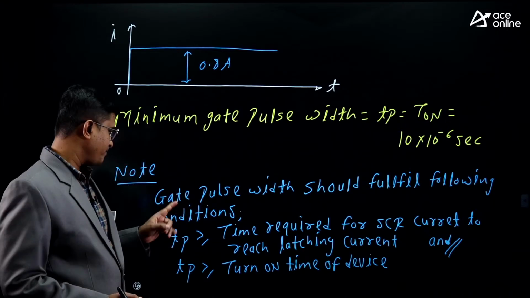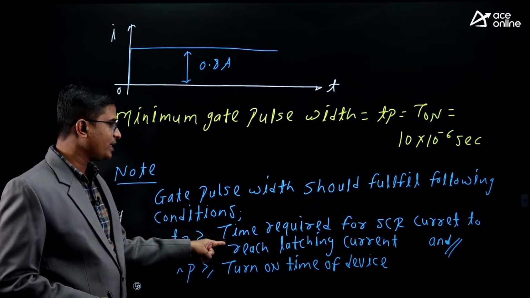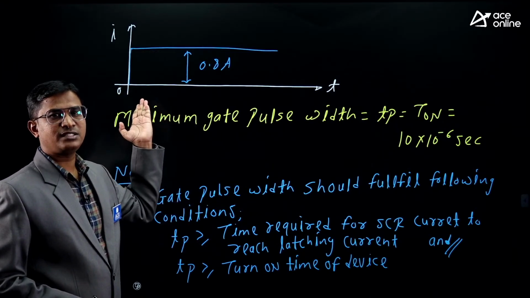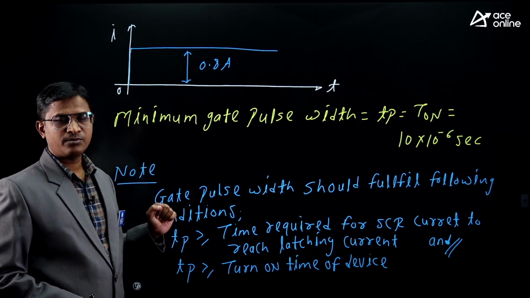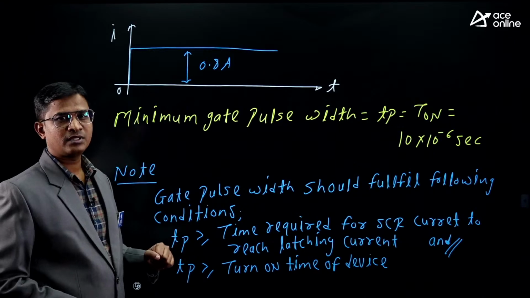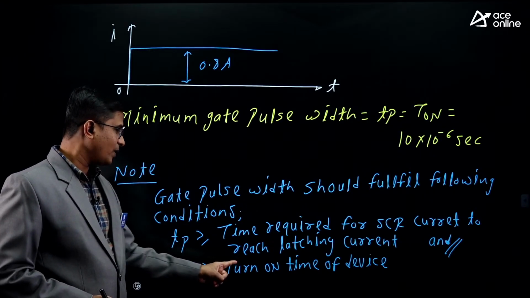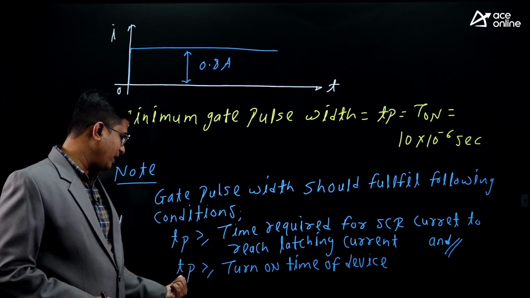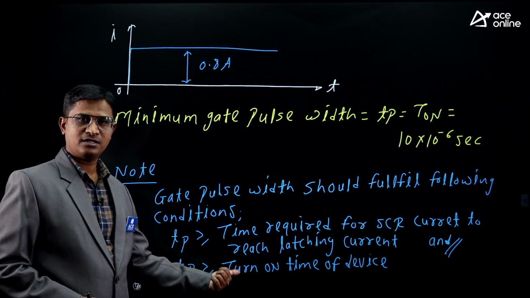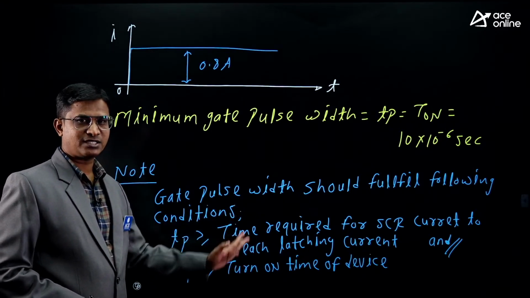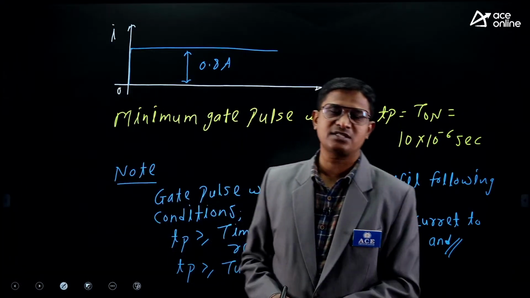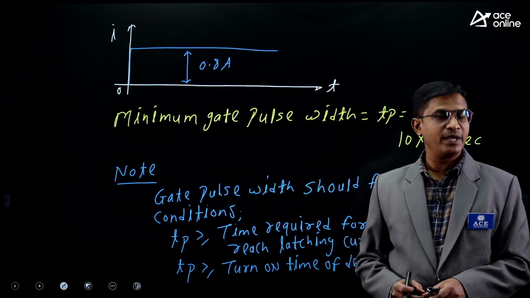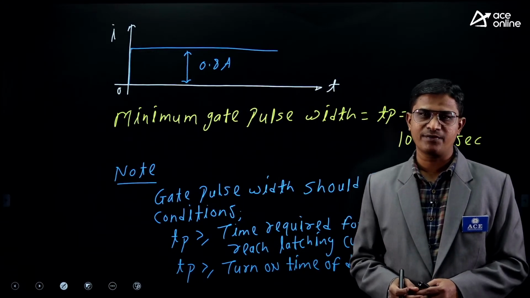Now in this case, what is the time required for the SCR current to reach the latching current value? It is hardly 0 seconds. In 0 seconds it changes from 0 to 0.8 ampere, and 0.8 is greater than the latching current value. But in this case, your turn on time is 10 microsecond, which is greater than your 0 time. Therefore, we need to maintain the gate pulse till 10 microsecond. So these are the two important requirements for your gate signal. So friends, this is the discussion of the minimum gate pulse width required based on the latching current and the turn on time of a device.